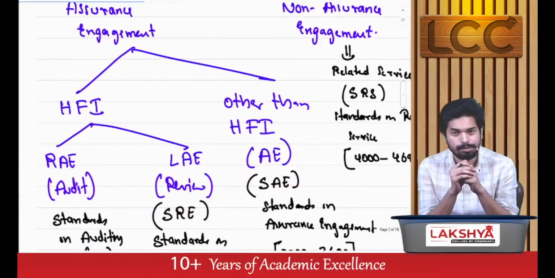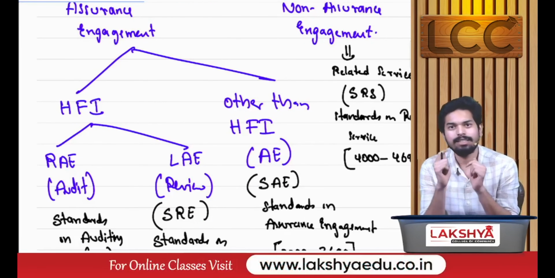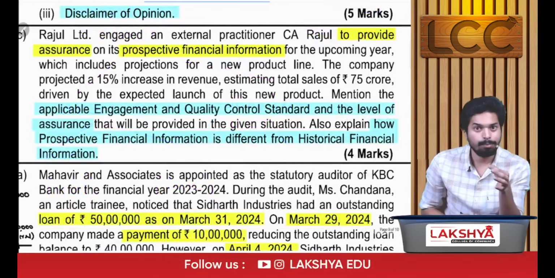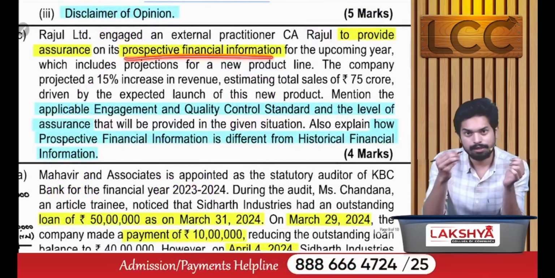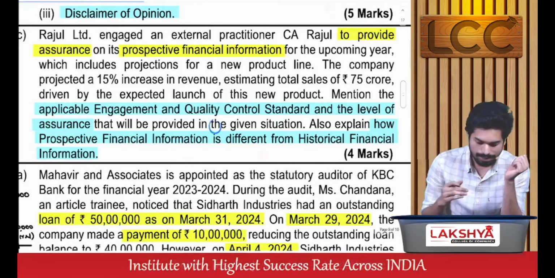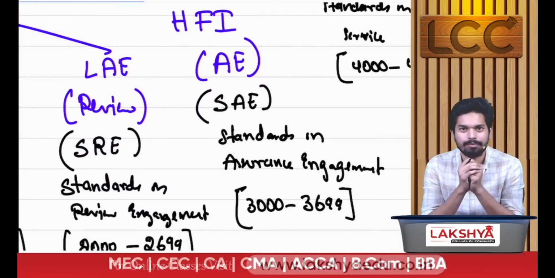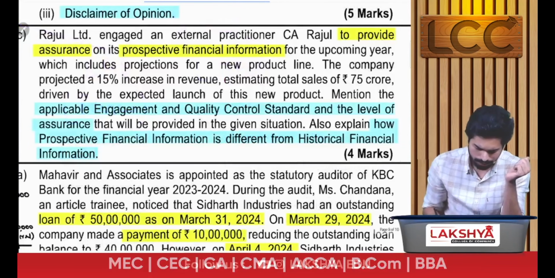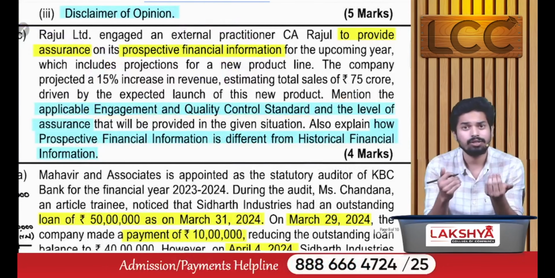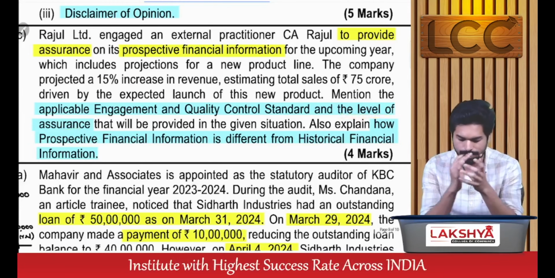In that there are two types: assurance engagement on historical financial information and assurance engagement other than historical financial information. In the question, it is clearly mentioned that the assurance will be provided on the prospective financial information, which is not at all a historical financial information. So here the standards which are applicable are the Standards on Assurance Engagement. Okay? That is what the question asks: mention the applicable engagement and quality control standard, which is Standards on Assurance Engagement, and the level of assurance that will be provided in the given situation.